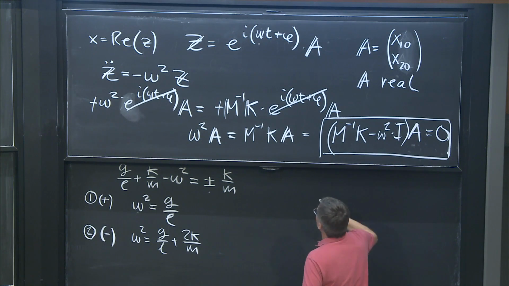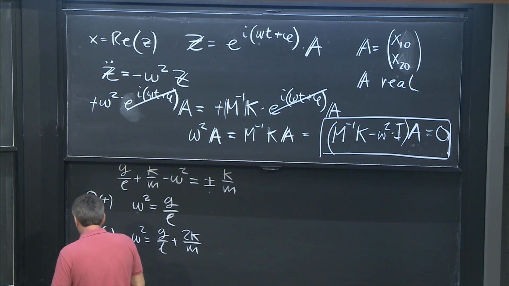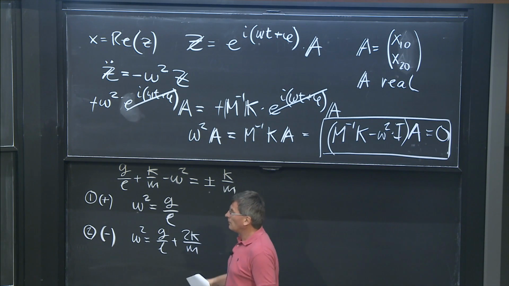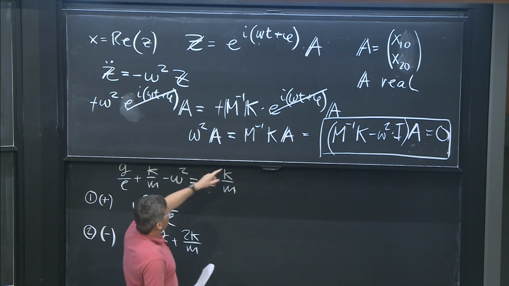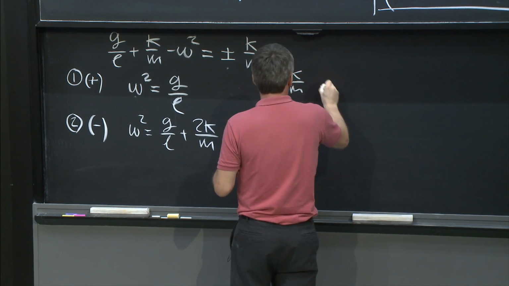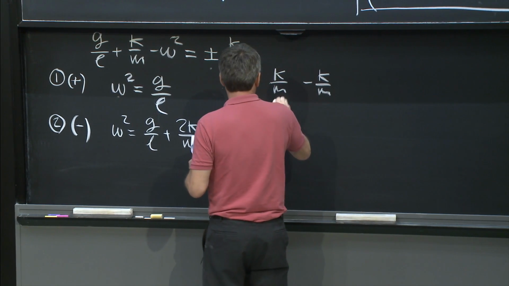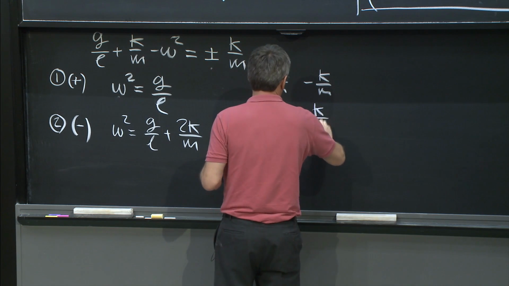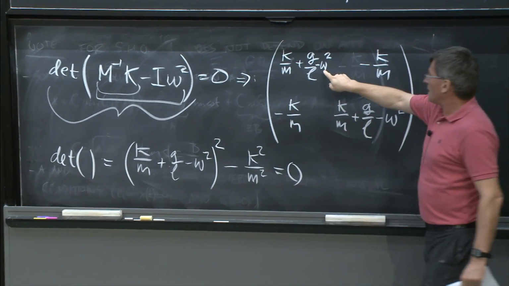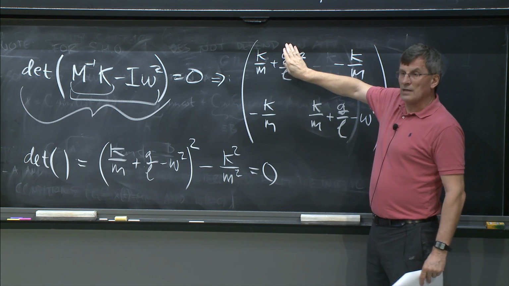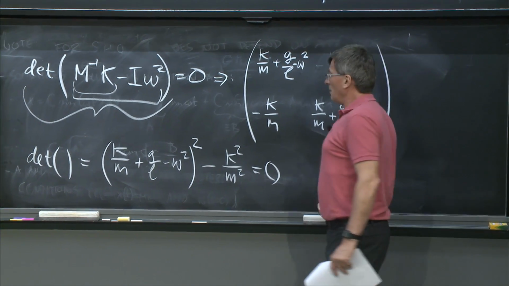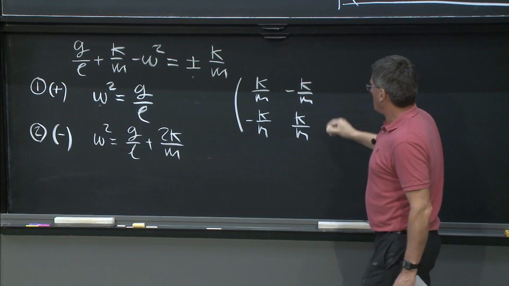So I have to plug it into the whole equation. And you can show that if you set omega squared to G over L and plug it into this equation, what you get is a matrix equation which looks like this: K over M, minus K over M, minus K over M, K over M. If you plug omega squared equal to G over L here, then this cancels out, and this cancels out, and you get this very simple matrix that has only K over M terms.